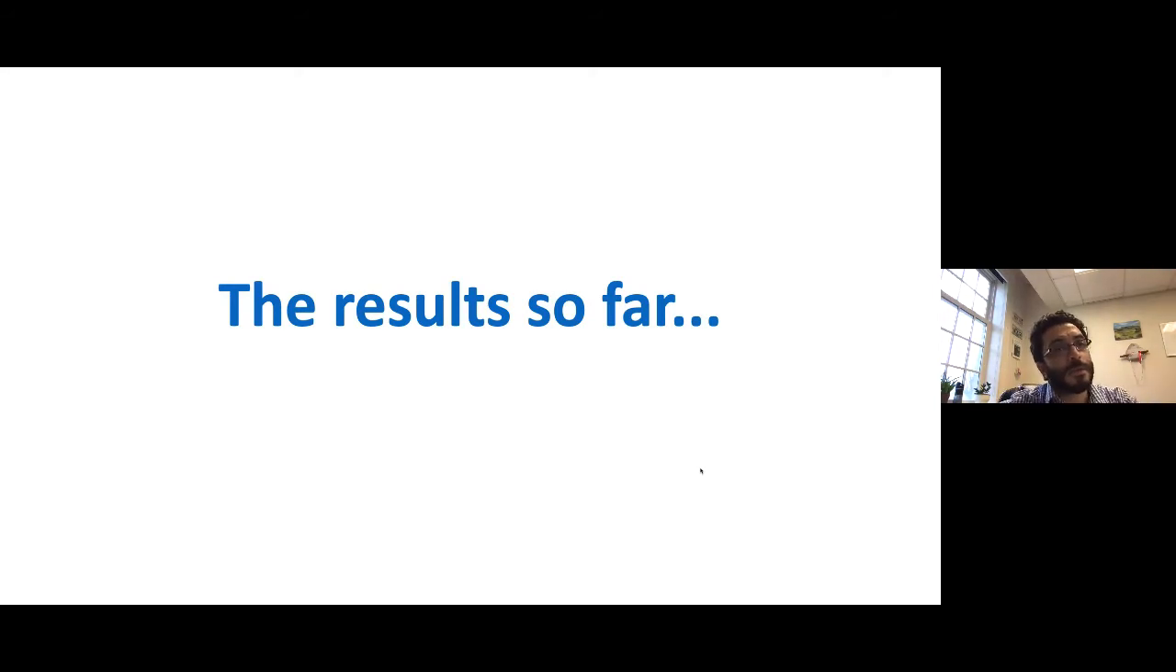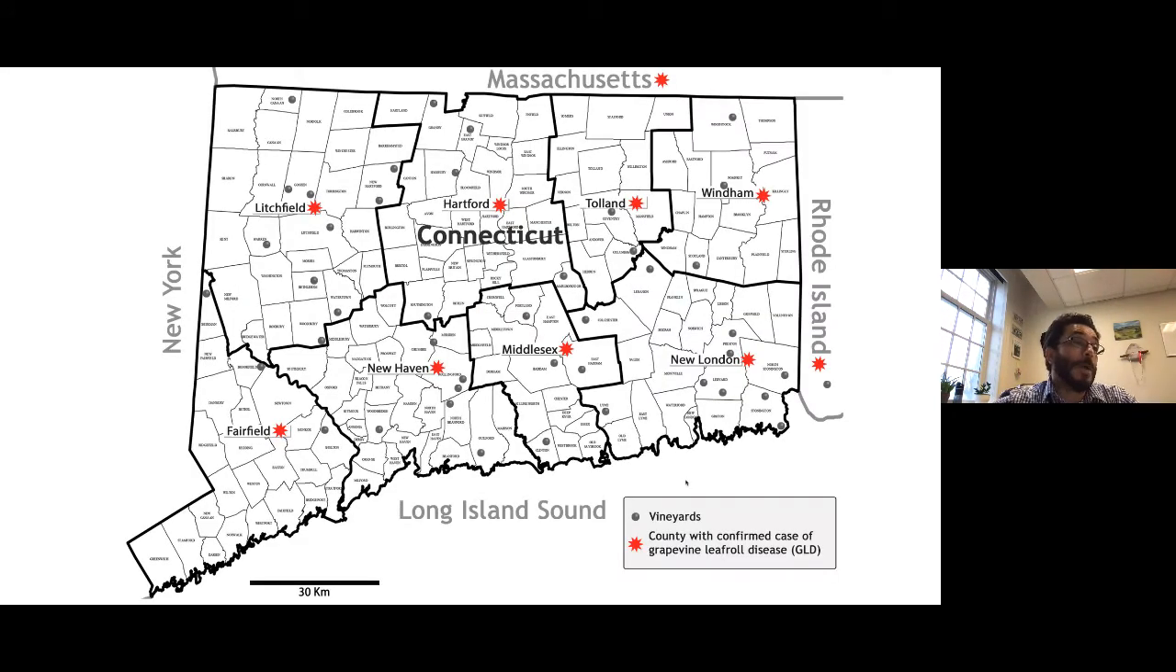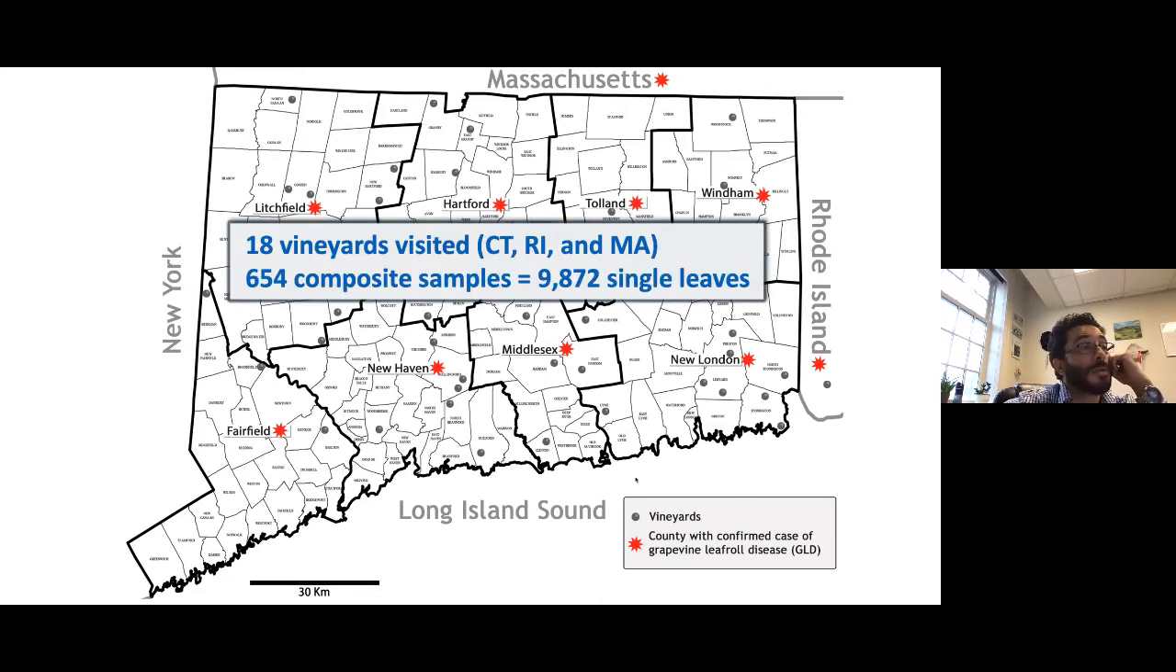And then the results so far: what we found is that in every single county in the state of Connecticut, we found leaf roll disease. For that matter, in every single vineyard visited. So in total so far, we visited 18 vineyards in Connecticut, Rhode Island, and Massachusetts. We collected 654 composite samples. Almost 10,000 single leaves were collected and processed.